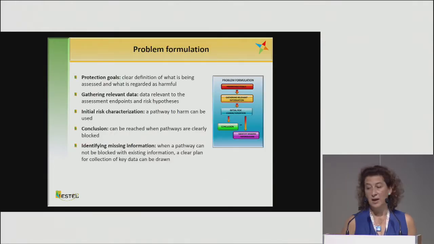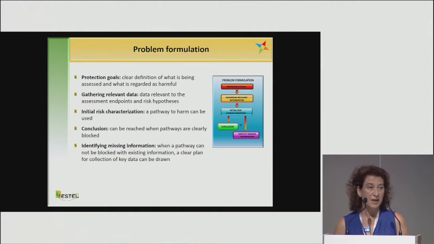So in summary, problem formulation does take into consideration the protection goals. So there's a clear definition of what is being assessed and what is regarded as harmful. You gather relevant data so you can test the hypothesis that you have formulated. You do an initial risk characterization with the data you have, and then you see if you can reach a conclusion, and if you can't, you have to generate more data.